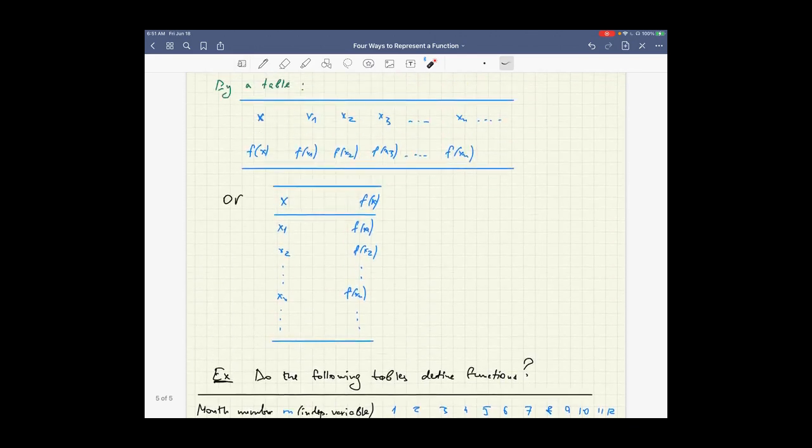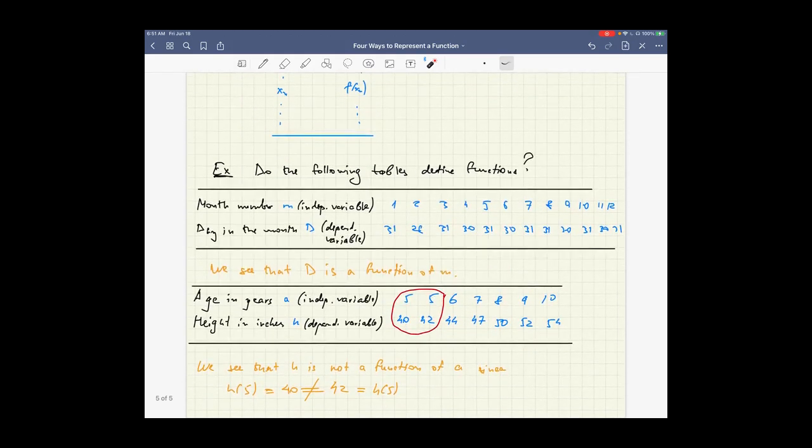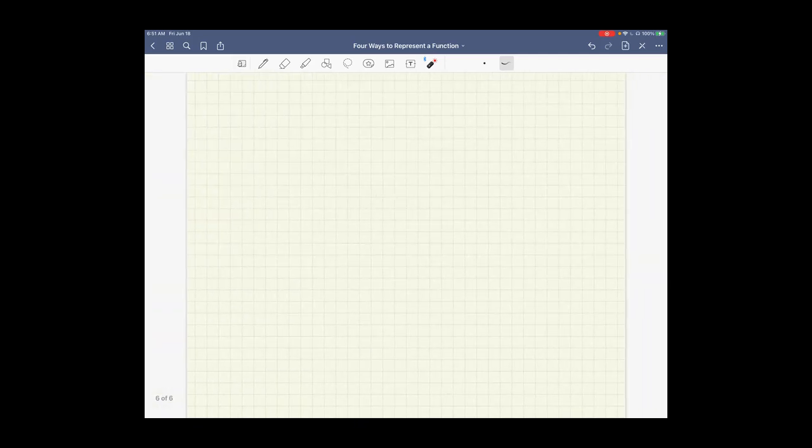All right. The third way to define a function is by a graph. And this is where we will talk about the vertical line test. Sometimes functions in this course will be determined by a graph. Let's look at three examples, three graphs.